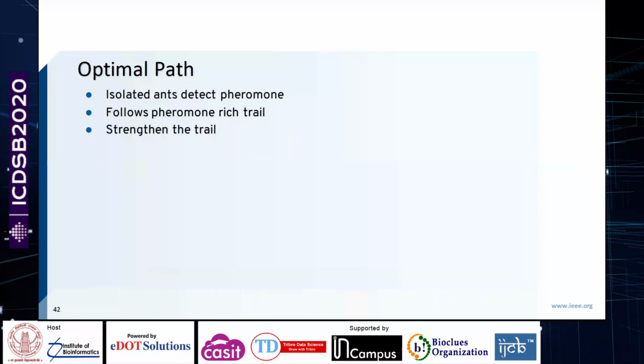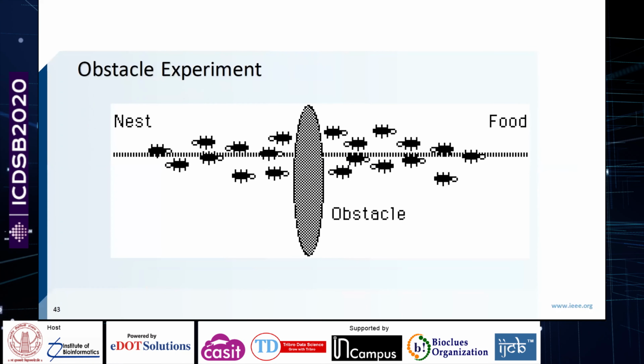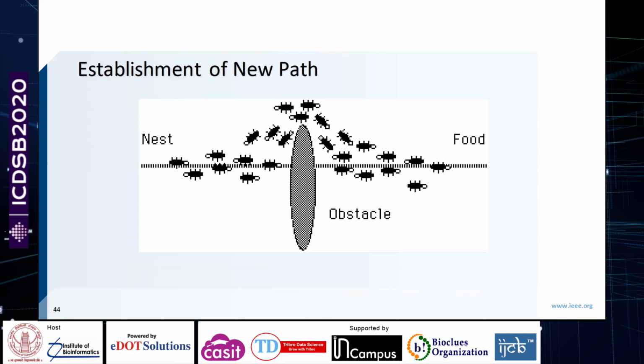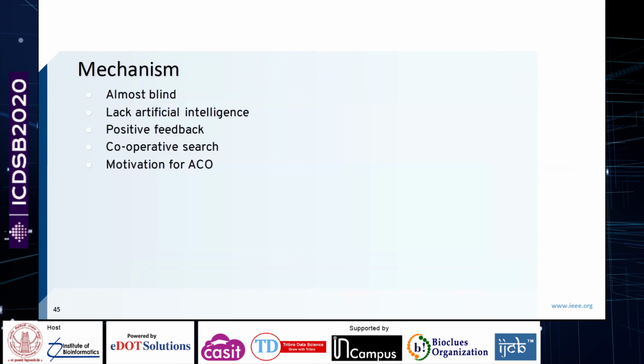And this principle is used. They also try to put obstacles in the path of the ants by creating 2 different paths. By the principle of getting attracted to the pheromone-rich trail, they again get settled to the shortest route. So this principle is used for solving many optimization problems.